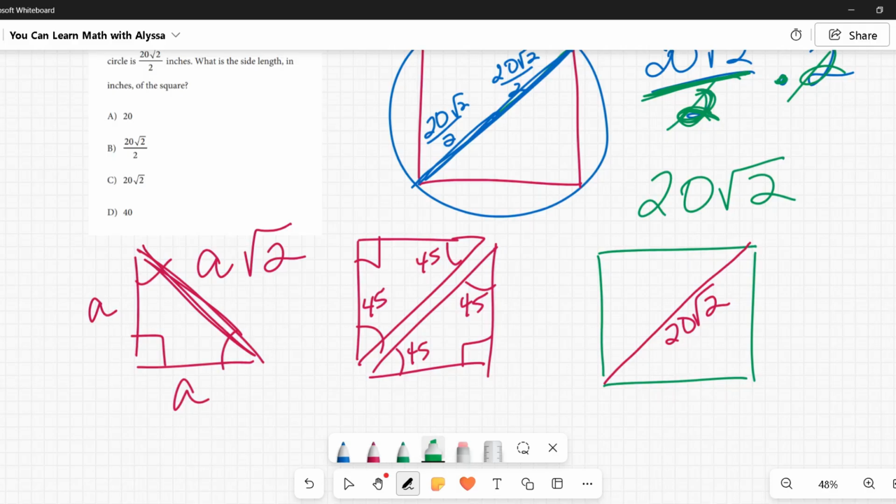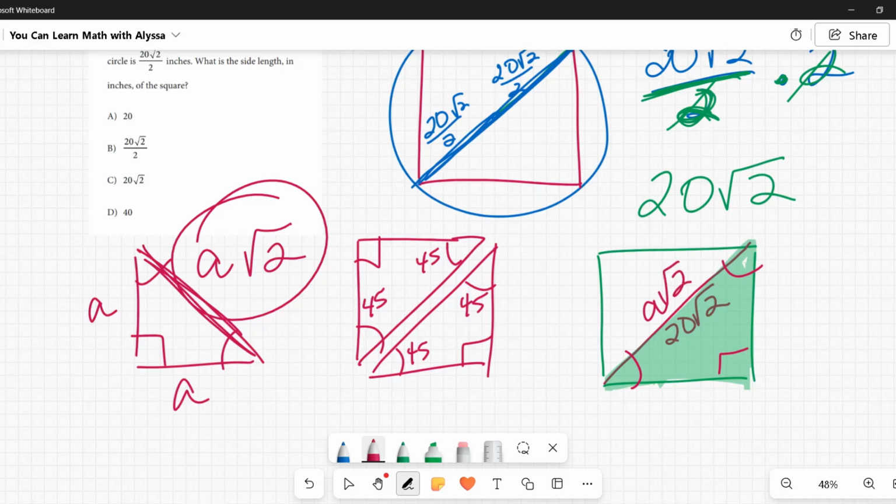All right, so I have this. I'm creating this triangle, and I'm just going to highlight it inside here, and I've established this as a 45, 45, 90 triangle. And so this 20 square root of 2 is the same as my A square root of 2. It is the hypotenuse. So each of these sides, and that's the goal, the side length, each of those is A.